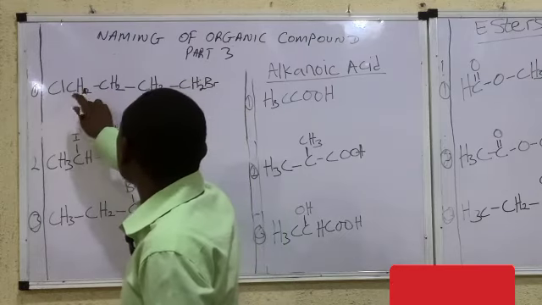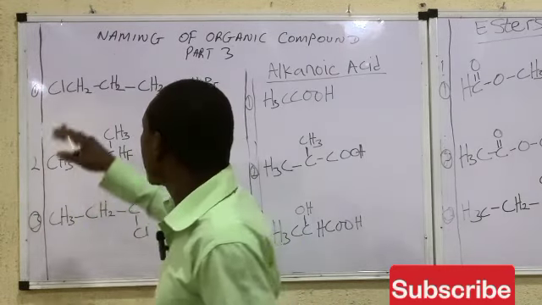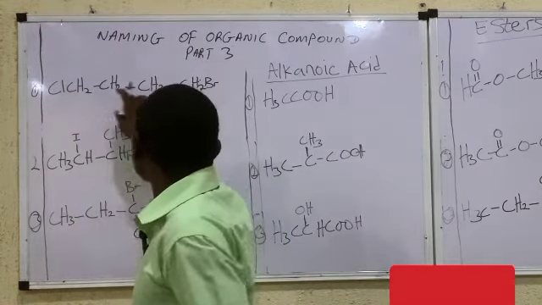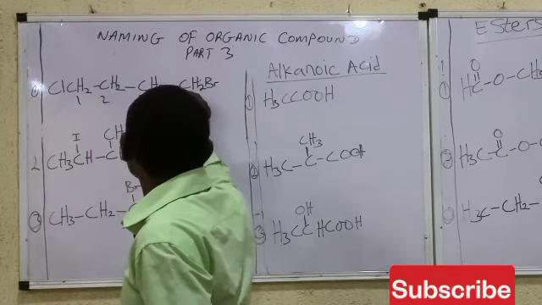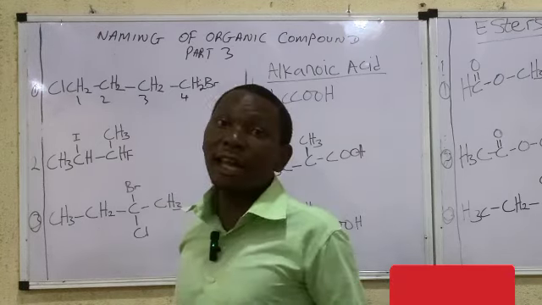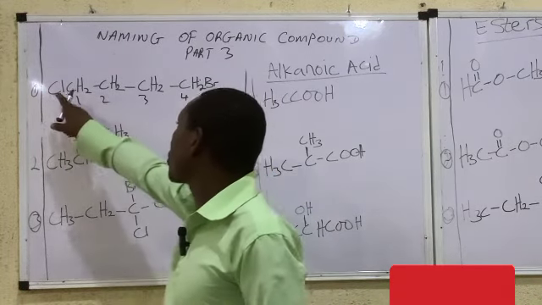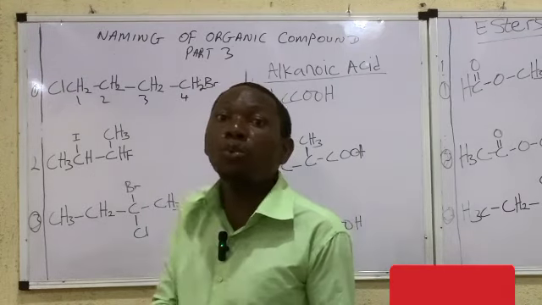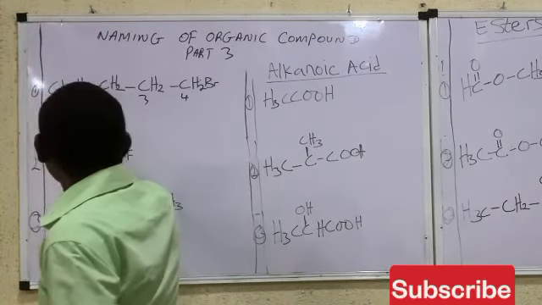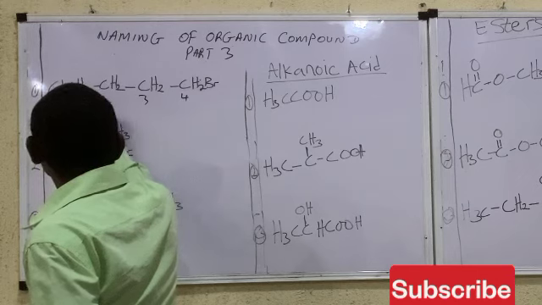So let's name the longest chain as usual: 1, 2, 3, 4. Now, the next thing that I will do is this. I know that chlorine is attached to carbon 1 and bromine is attached to carbon 4, but I will put 4-bromo.